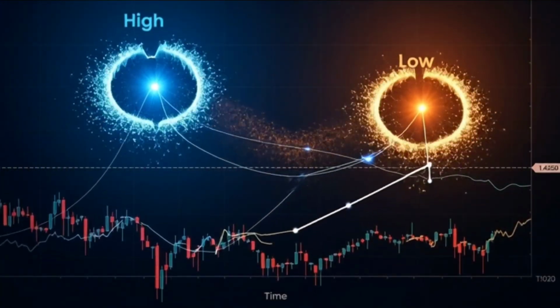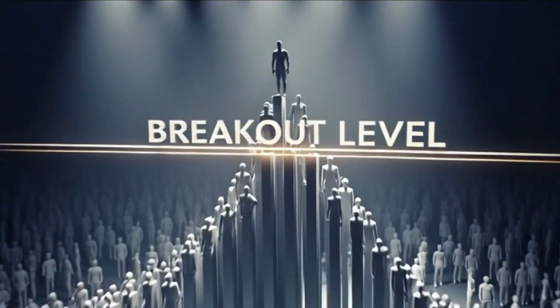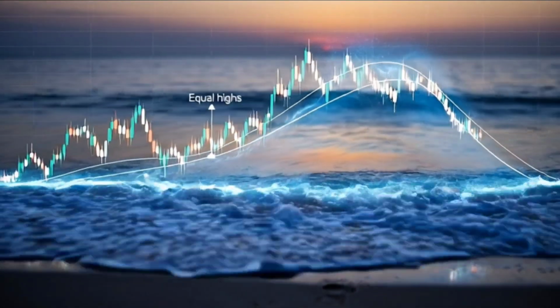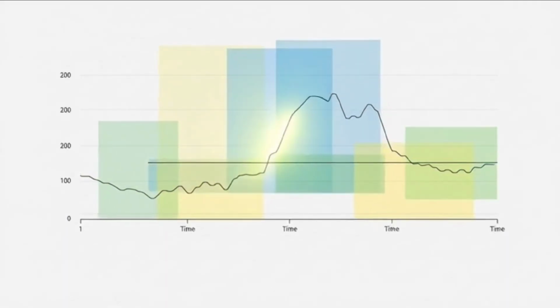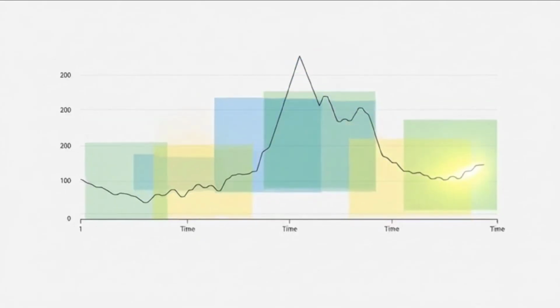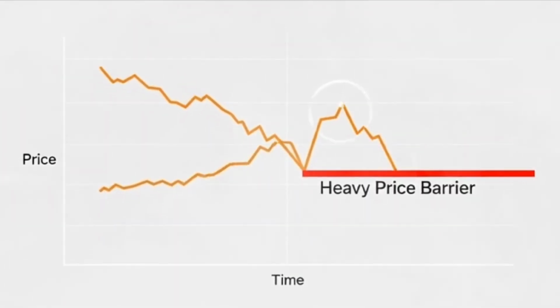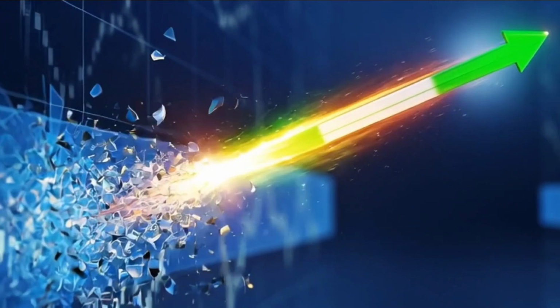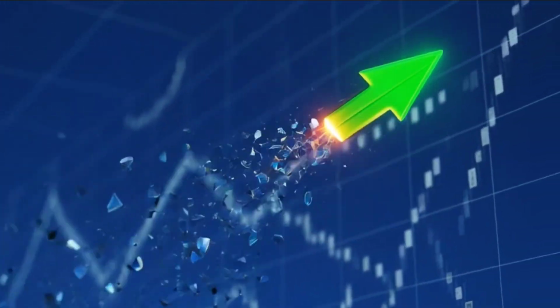Liquidity is the reason price moves. Stops equal liquidity. Breakouts equal liquidity. Highs and lows equal liquidity. Institutions need liquidity to enter, exit, scale positions. That's why price sweeps highs, sweeps lows, triggers retail emotions. Liquidity is not manipulation, it's necessity. Price goes where orders are, and most orders sit above equal highs, below equal lows, at obvious levels. If you trade away from liquidity, you're fighting the market.